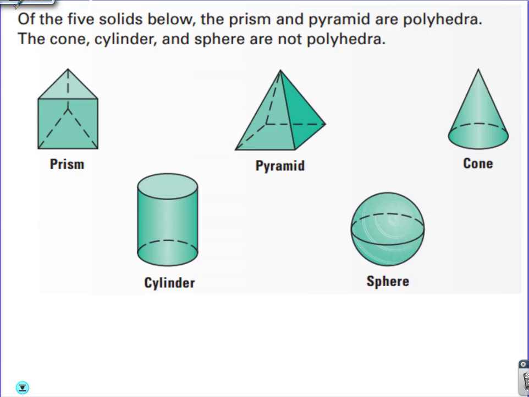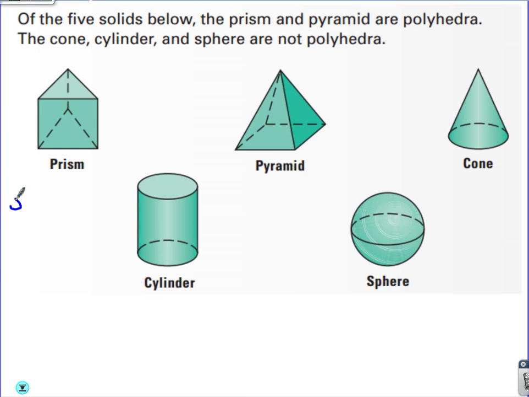Of the 5 solids below, the prism and the pyramid are polyhedron. The cone, the cylinder, and the sphere are not polyhedron. Now, what's special about these shapes? These are your common 3-dimensional shapes. These are actually the shapes that we're going to be spending the rest of the chapter on. We're going to be finding the surface area, the lateral area, and the volume of these shapes. And you know what? While we've got them up here, let's talk about those 3 things.